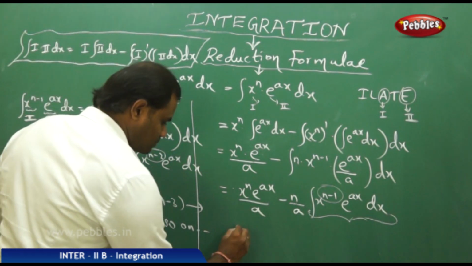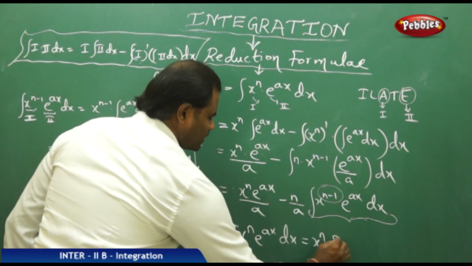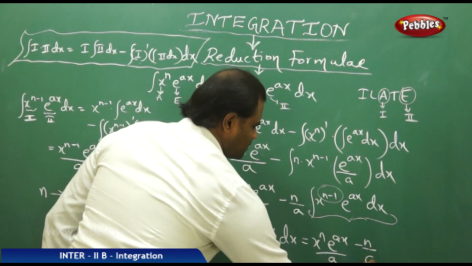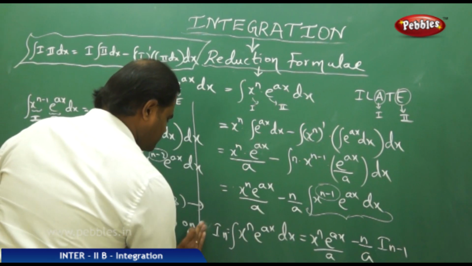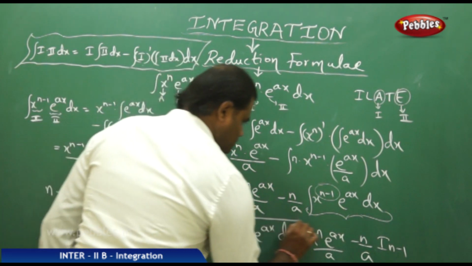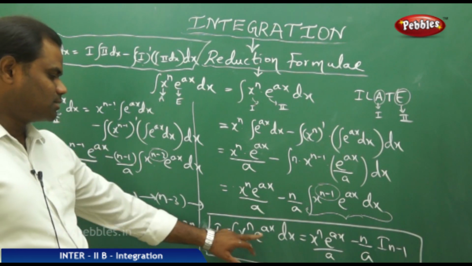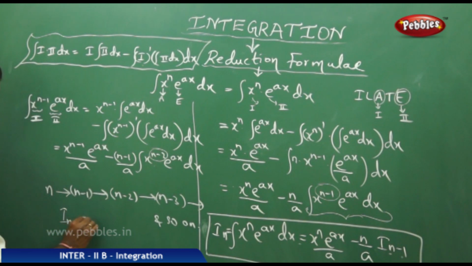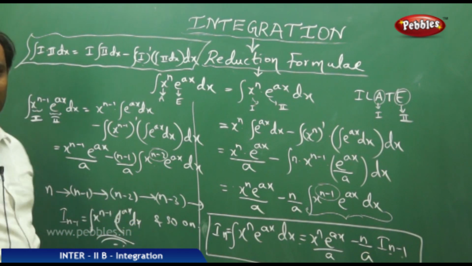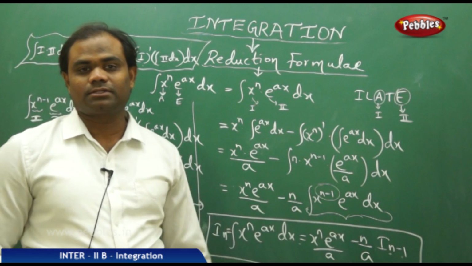Therefore we take this reduction formula of x power n e power ax dx as x power n e power ax by a minus n by a, and this is taken as I n minus 1. If I take this as I n equals this, is how we see the formula. The formula says that I n is equals this, which is this of I n minus 1, where I n minus 1 is integral x power n minus 1 e power ax dx, is how we call this as reduction formula for integral x power n e power ax dx.